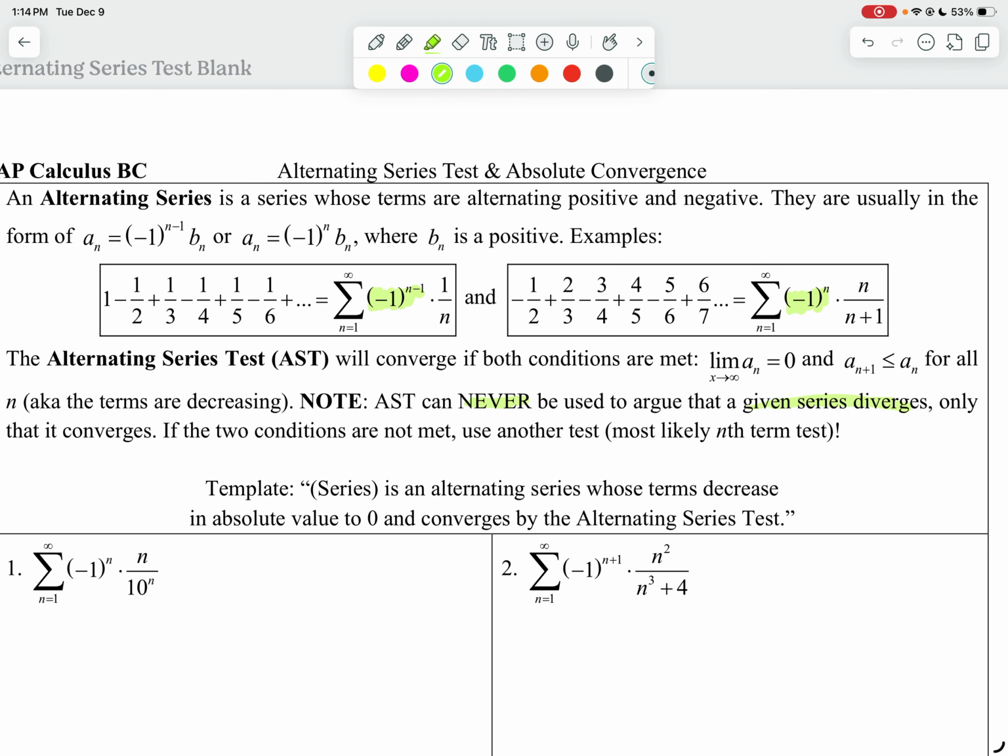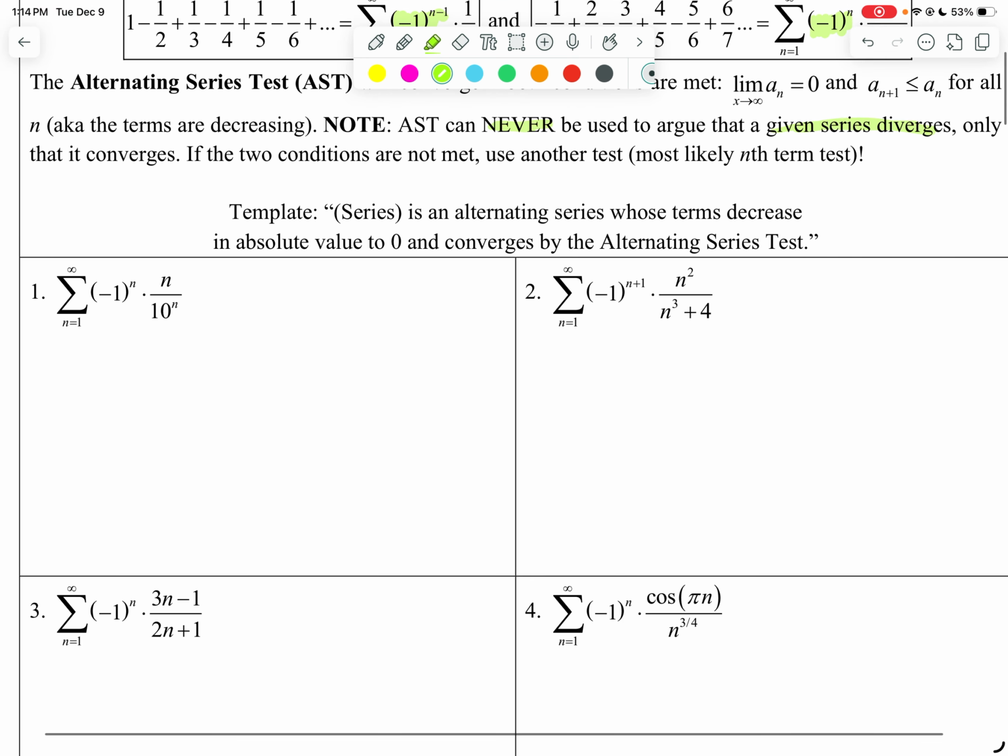Now, one important thing is that you have to make sure that you write your conditions. And once you have verified your conditions, you have to make sure that you state your little template right here. This is going to be very important because from now on, I'm going to be pounding you guys with this statement right here. So we are going to say that the series is an alternating series whose terms decrease in absolute value to 0 and converges by the alternating series test. That only happens whenever we know that the series converges.